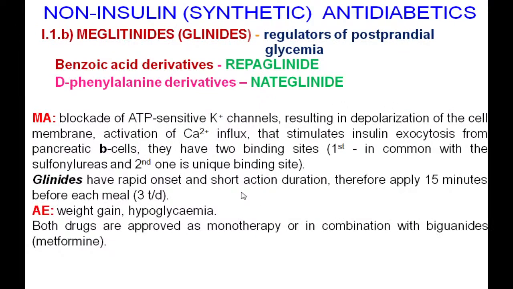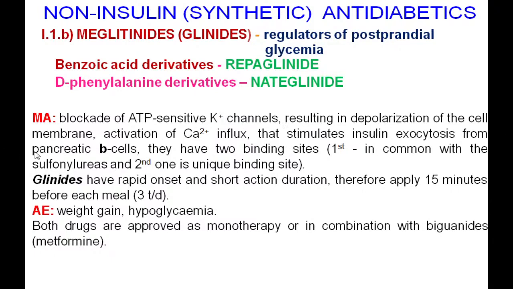Meglitinides or glinides sometimes are called regulators of postprandial glycemia. Classical drug is repaglinide. Repaglinide has meglitinide structure, and second representative has another structure but same mechanism of action and effects. D-phenylalanine derivative, nataglinide. Repaglinide and nataglinide.